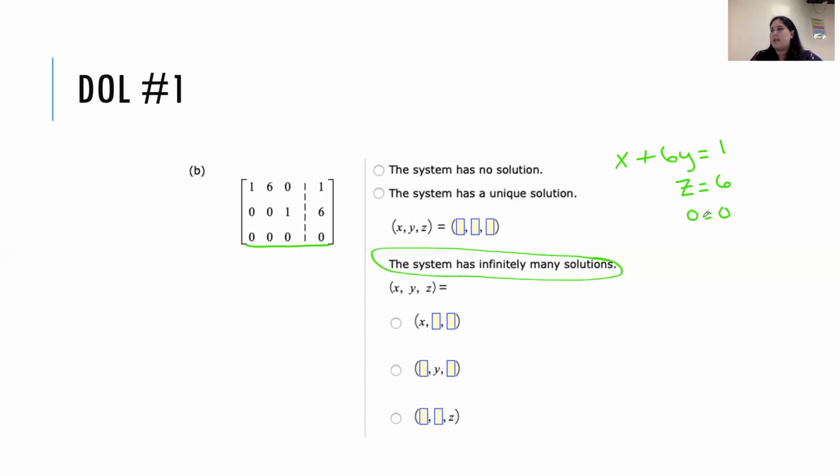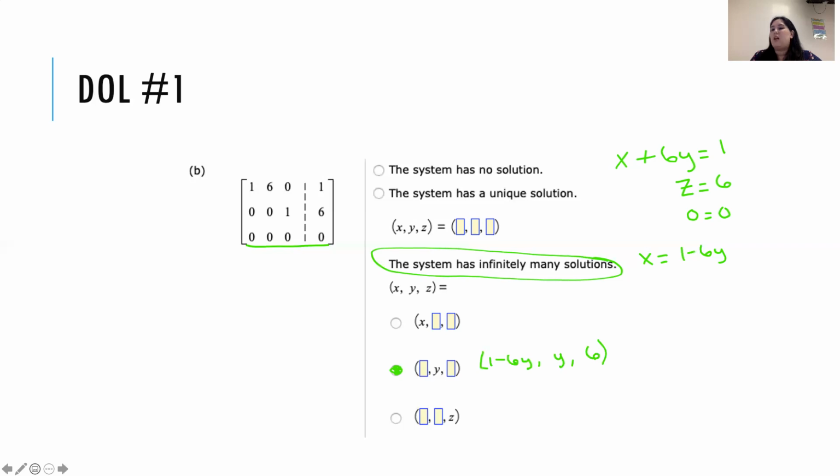So this is one of those cases where it's not z. And I would choose to isolate x, to move 6y over so I don't have to have a fraction in my answer. So I would have x equals 1 minus 6y. So I would pick this one, and then it'd be 1 minus 6y, comma y, comma 6.